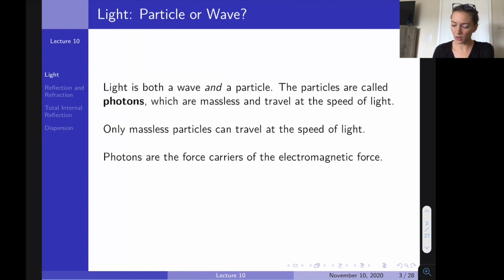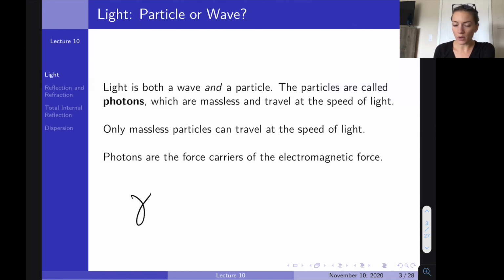So the first thing we want to talk about is the fact that light is both a particle and a wave. I'm sure a lot of you have heard that all particles are both particles and waves, and this is true for photons as well. A light particle is called a photon. Sometimes you might see it represented by the Greek letter gamma.